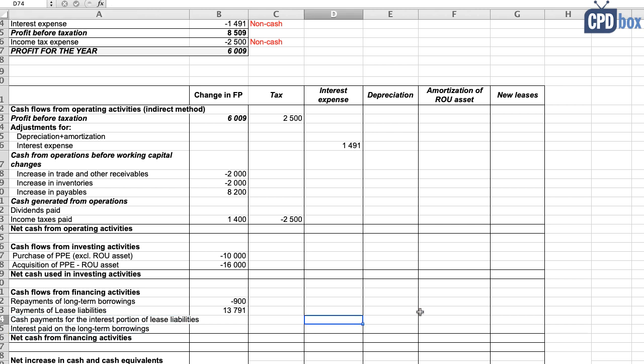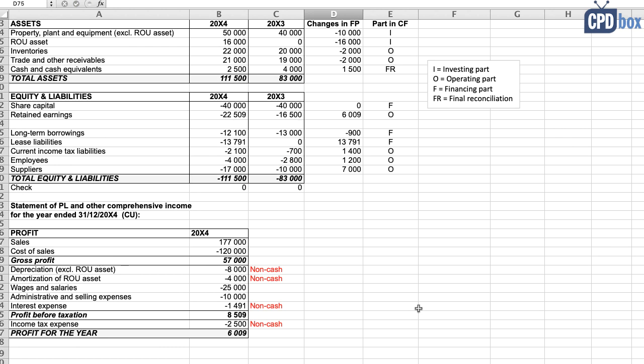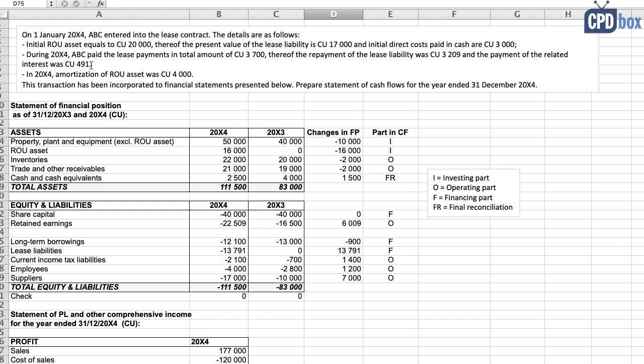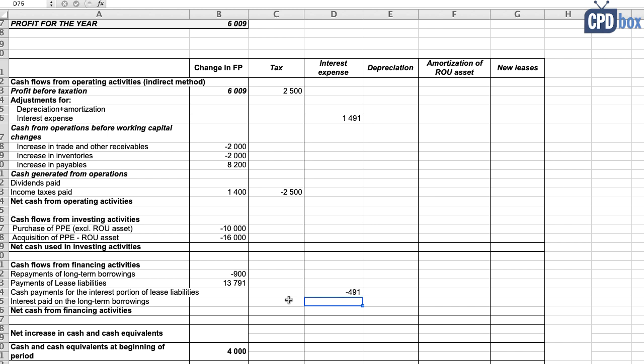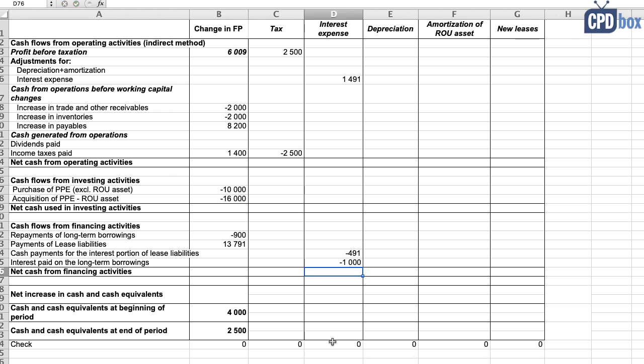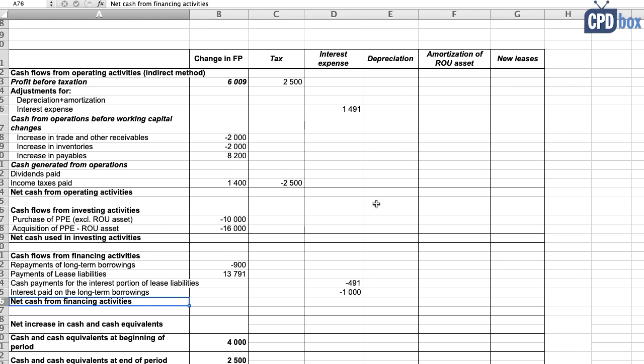Cash payments for the interest portion of the lease liabilities of minus 491 and interest paid on the long-term borrowings not related to leases of minus 1,000 currency units. As you can see below, I decided to classify the interest paid in the financing part rather than the operating one, although you have a choice.